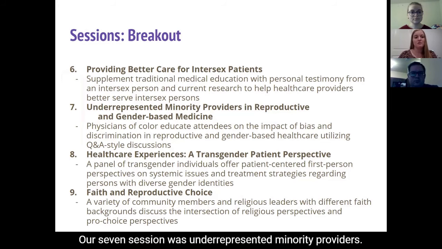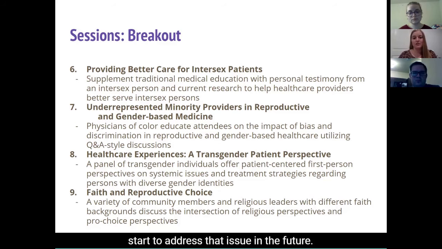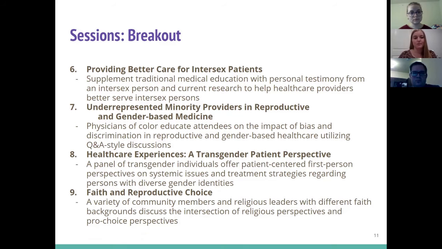Our seventh session was about underrepresented minority providers. We know that Black, Indigenous, and people of color are underrepresented in both the physician role and other roles in healthcare. And so they wanted to talk about the impact of the bias and discrimination that they have seen, as well as how we can start to address that issue in the future.